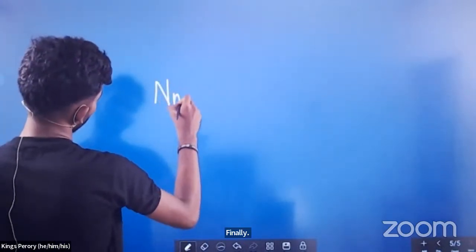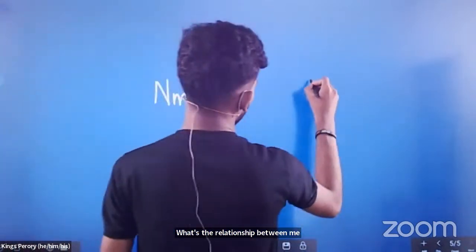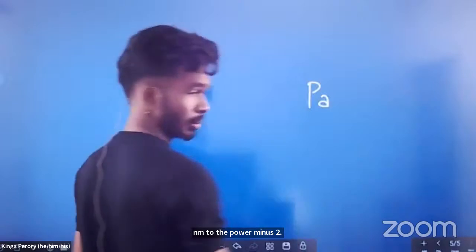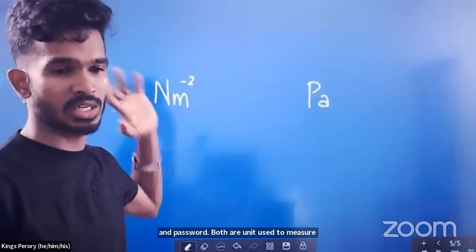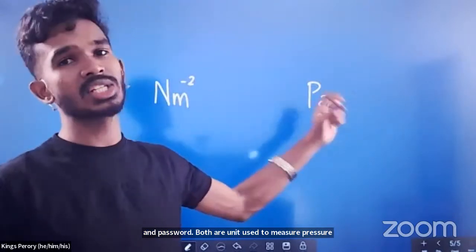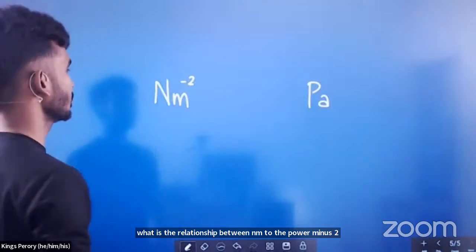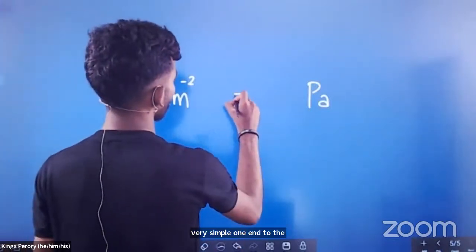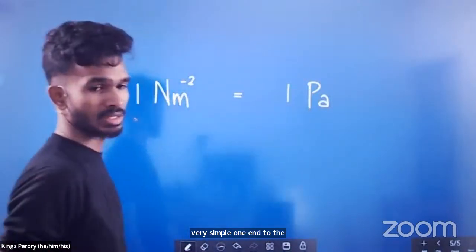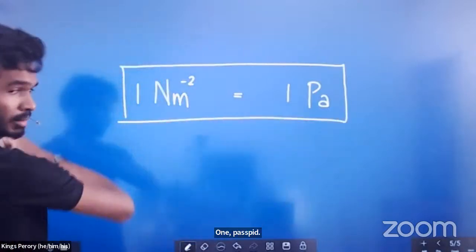Finally, what is the relationship between N m to the power minus 2 and Pascal? Both are units used to measure pressure. Pascal is the SI unit, N m to the power minus 2 is another unit. Very simple: 1 N m to the power minus 2 equals 1 Pascal.